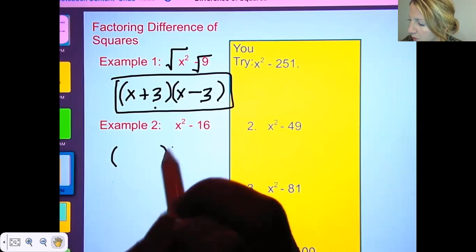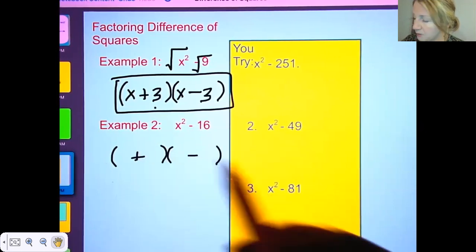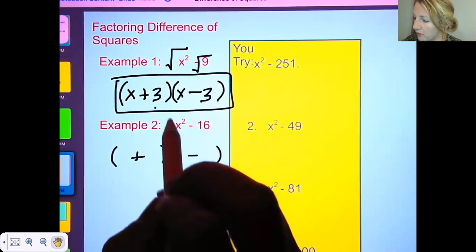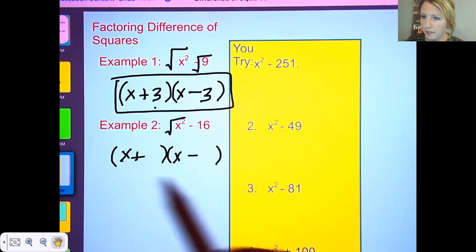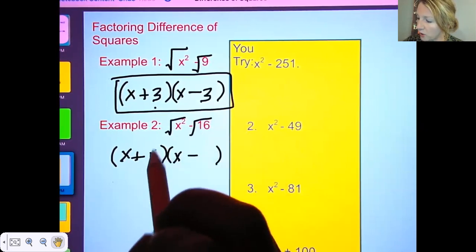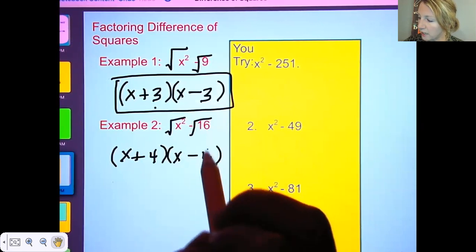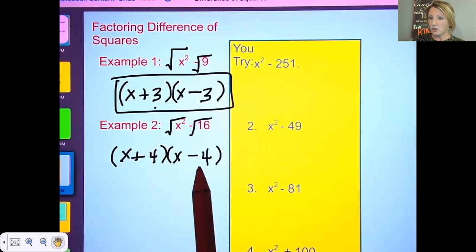I'll create my two binomials. I know one has to be a positive, one has to be a negative. The square root of x squared is x, so what produced the x squared was multiplying x times x, and the square root of 16, that's 4, so positive 4 times negative 4. These two numbers have to match because when we combine them in the middle and they're opposites, that's what's eliminating that third term. That's why we end up with just a binomial, two terms.